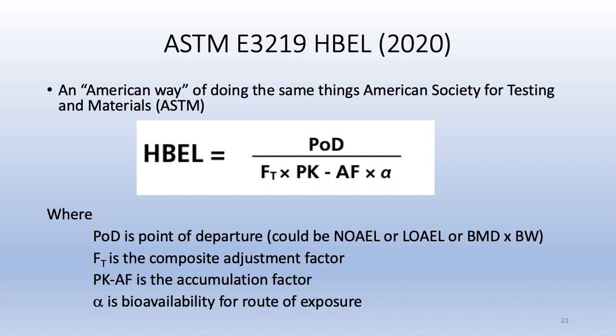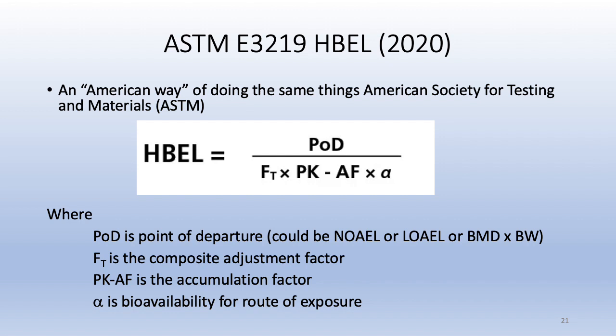And then the ASTM E3219 formula is more or less really the same as the EMA one. If you see, they've got their point of departure right there at the top, which can be NOAEL, LOEL, benchmark dose, multiplied by the body weight. We saw this in the other formula from EMA. And then this is divided by the denominator. They've got FT, which is the composite adjustment factor. So this would be your F1 times F2 times F3 times F4 times F5 in the previous slide.